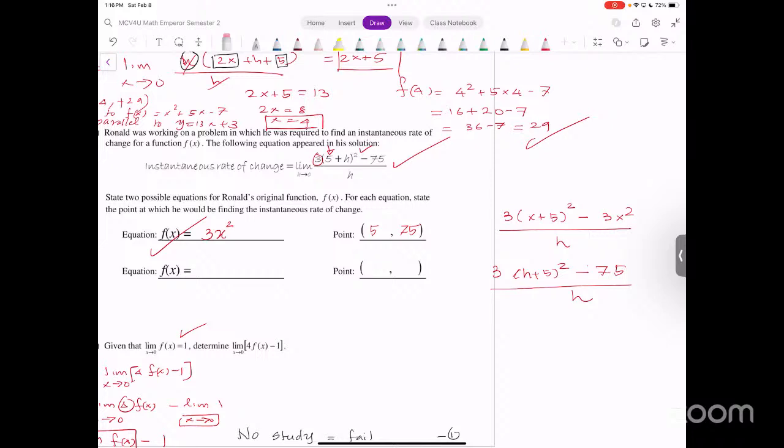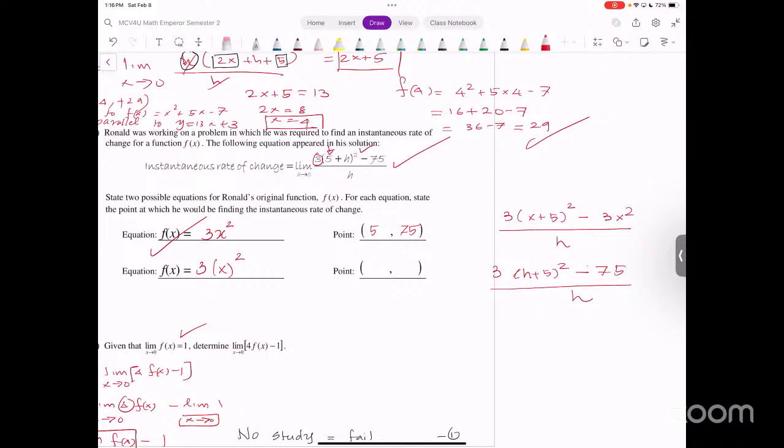Now the question here is, is there any other function possible? Well, for sure I can't avoid this. There's no way I can avoid this 3x squared, right? Now, any other possibility? Can we have a quadratic function in a different form? Yes. So can I have the quadratic function in another form? So that is 3x squared.